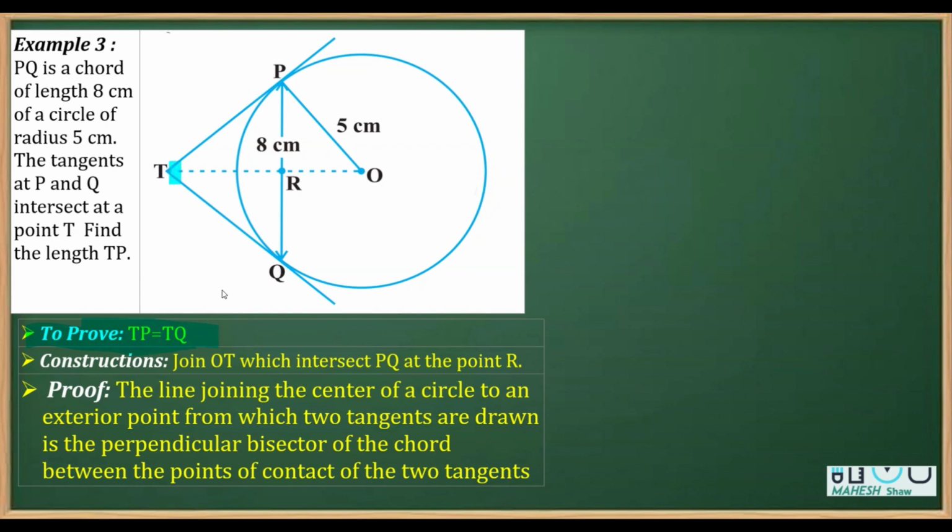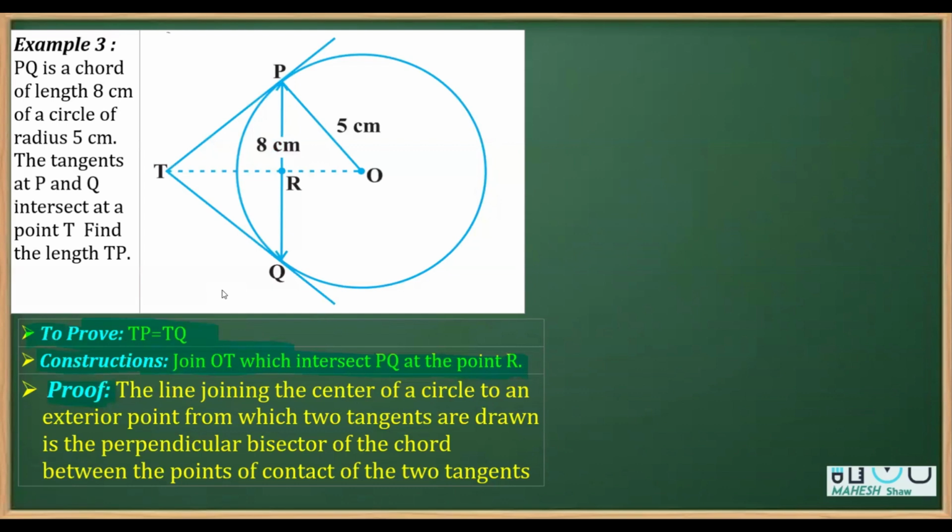We'll be joining O to T here, right? And which intersects PQ at R. That might not be given in the question, so we'll be writing this construction as I have written here. Now, in the proof part, I'm going to write some statement here. If you write the statement, you can reduce the working, because this sum is very long.